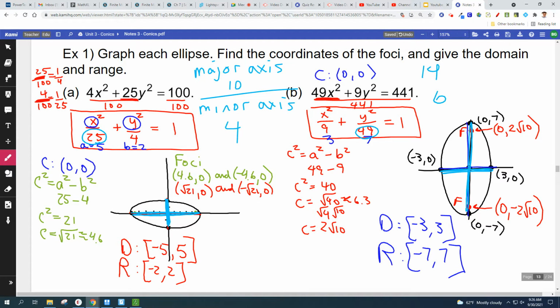In some ways, it doesn't really matter. Just take big minus small and think of it that way. But as far as which one's A and which one's B, the bigger one is A and the smaller one is B. Okay, good question. Thank you.